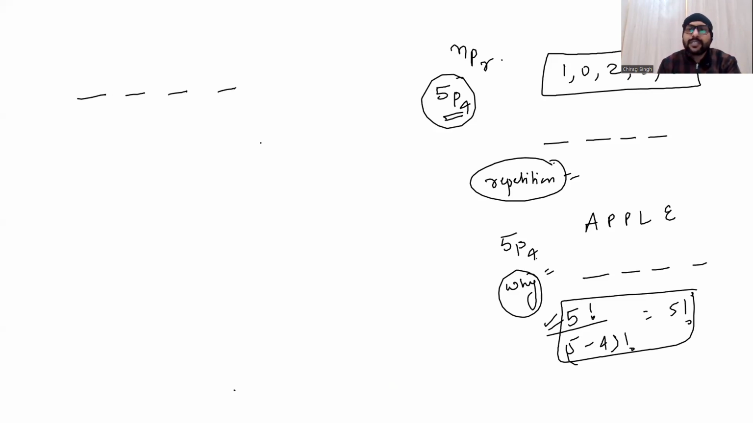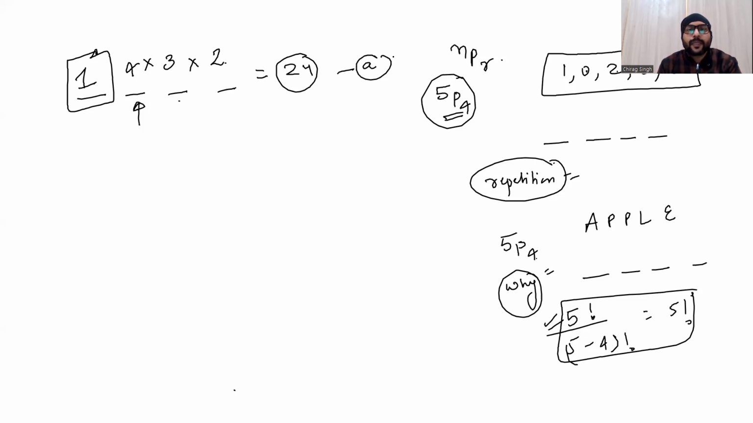So the first case would be that the numbers can start from 1. If the number is starting from 1, this is fixed. So for this place, how many choices am I left with? 1, 2, 3, and 4. 4 choices. For this place, I have been left with 3 choices. And for this place, how many choices am I left with? 2 choices. So this will be 4 threes are 12, into 2, 24. This is my first case. Similarly, I will take the second case. In the second case, let the number be starting from 2.